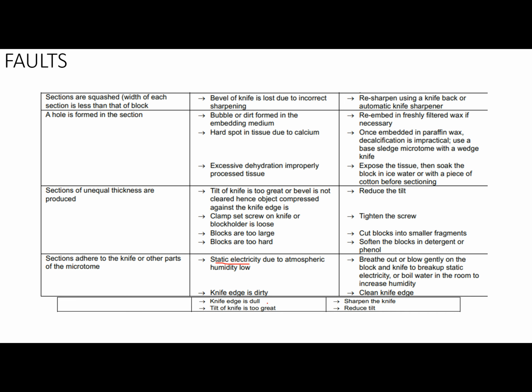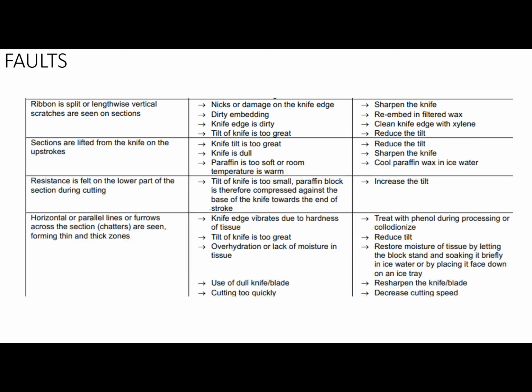Other possible reasons for sections adhering to the knife are that the knife edge is dull or the tilt of the knife is too great. So sharpen the knife or reduce the tilt. Then we also have resistance felt on the lower part of the section during cutting. This means the tilt of the knife is too small. The paraffin block is therefore compressed against the base of the knife towards the end of the stroke. To remedy this, increase the tilt.